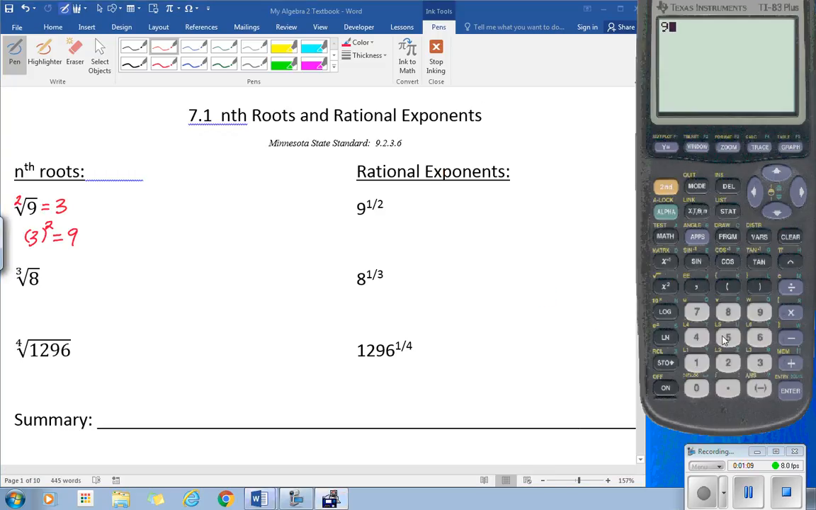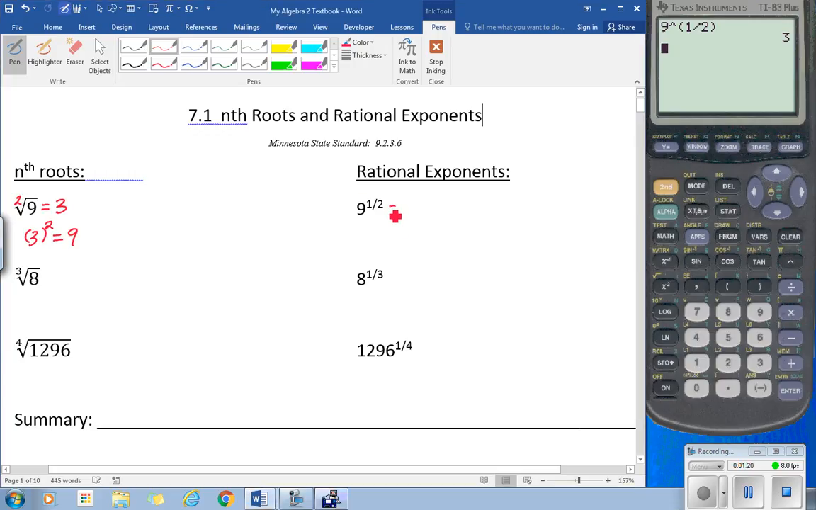9 to the 1/2 power, if you just grab your calculator here, type it in, little up arrow, make sure you put the powers in parentheses. So 9 to the 1/2 power also equals 3. Okay, so 9 to the 1/2 equals 3, whereas the square root of 9 equaled 3 also. So is that a coincidence? I don't know. Let's figure this out.